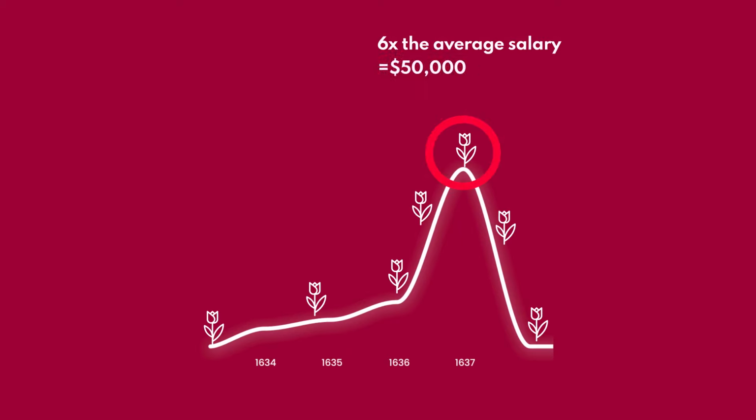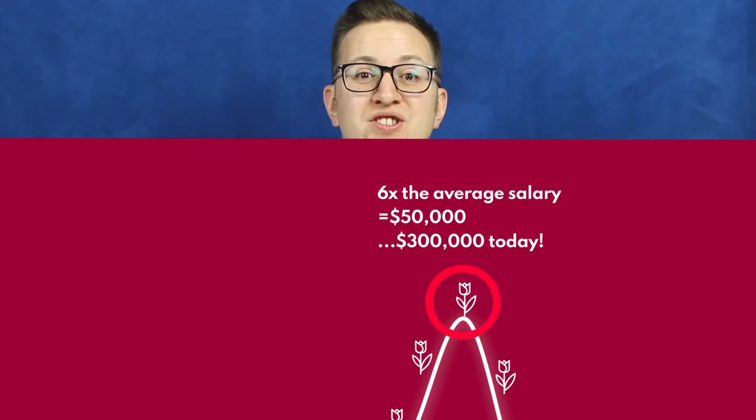Compare that to the average $50,000 salary of Quebec today. That would be the equivalent to a $300,000 tulip. Merchants who wanted to profit off this madness went so far as to create a secondary futures market so that people could buy and sell tulip bulbs without ever actually owning them.